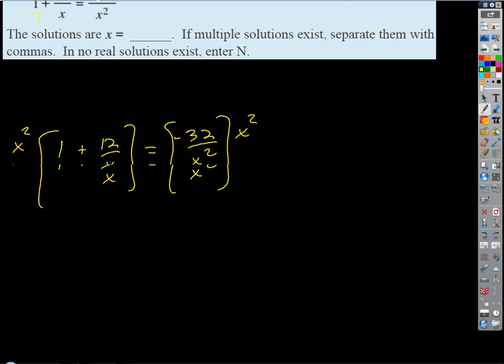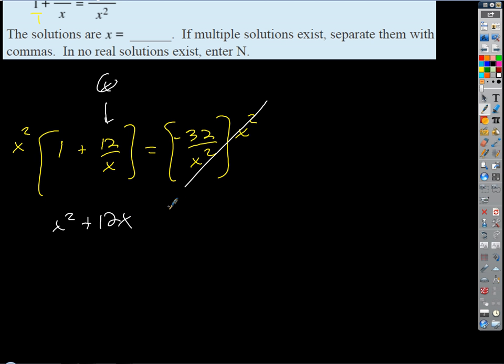Okay, and what happens when we do that? Remember what we did earlier. Whenever we're clearing fractions, we know the things are always going to reduce, so we always reduce first and then distribute. Well, this is pretty simple. We just get x squared. X squared over x is x times the numerator, which is 12x. Over here, the x squareds cancel, right? So I just get a negative 32. Now what?